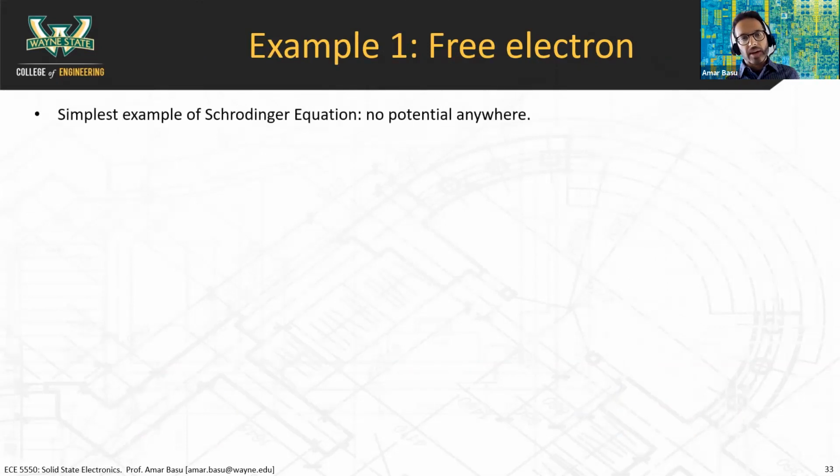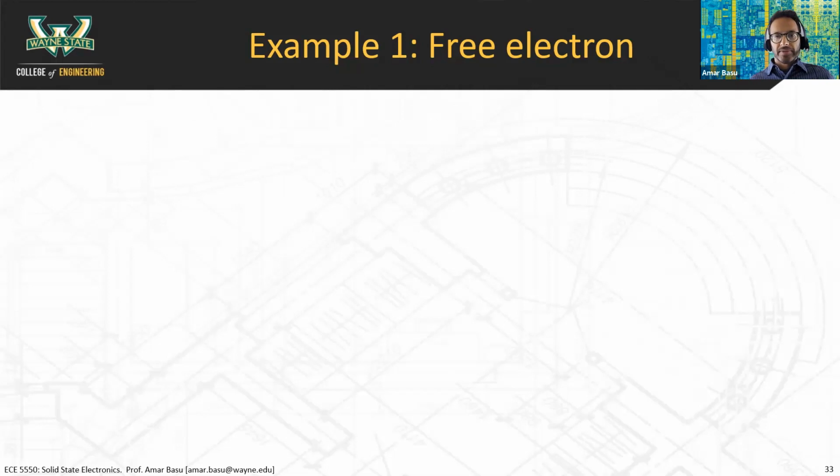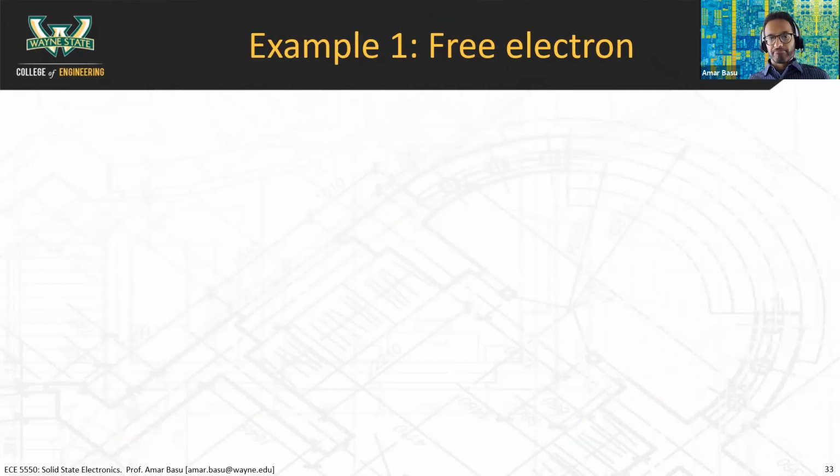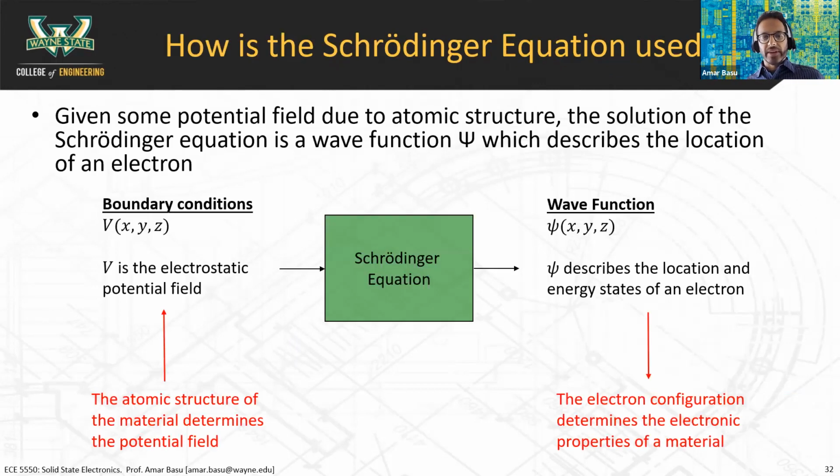All right, so the first example is a free electron. We want to understand how the Schrodinger equation works. Let's assume a free electron. Free electron means that there's no electrostatic potential field. What do I mean by that? We'll go into this a little bit later, but I just want to give you the brief overview of it right now.